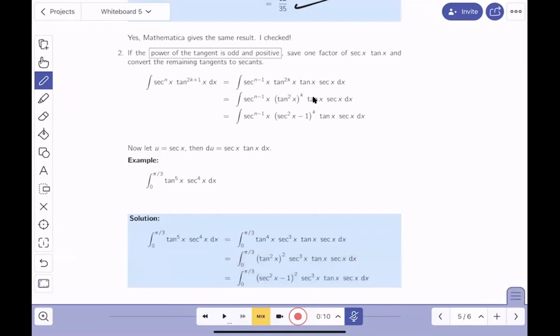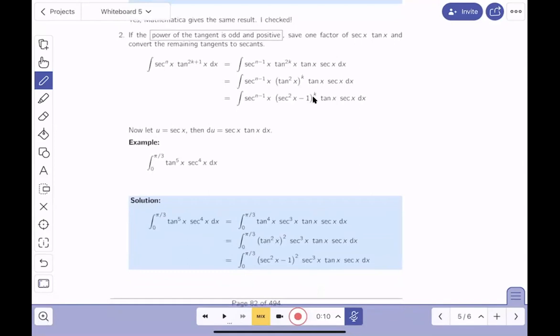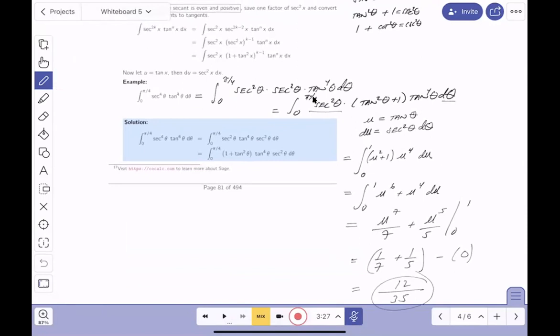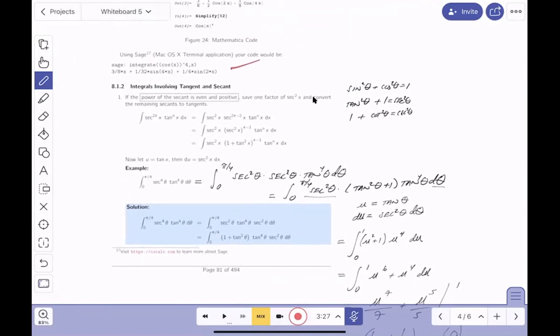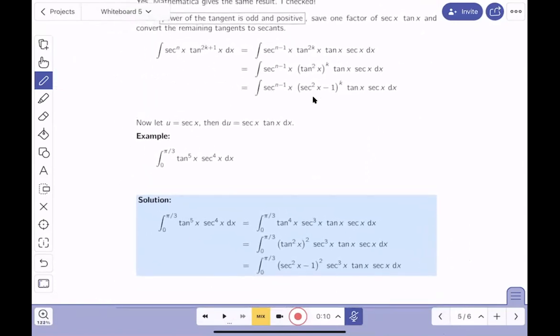But anyway, it says power of tangent is odd and positive, save one factor of secant tan. Wow, a lot of recipes today, right? So let's take a look at this. So the power of the tangent is odd and positive, right? Okay. Save one factor. Oh, by the way, I'm going to go back to the heading of this listing over here. These integrands involve tangents and secants combined. I'm sorry about that. I should have mentioned that. So here's what they said to do.